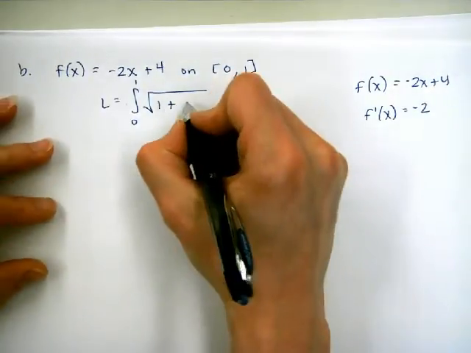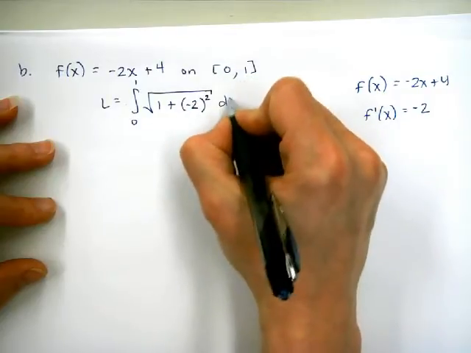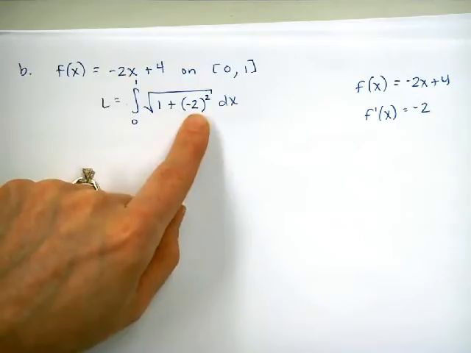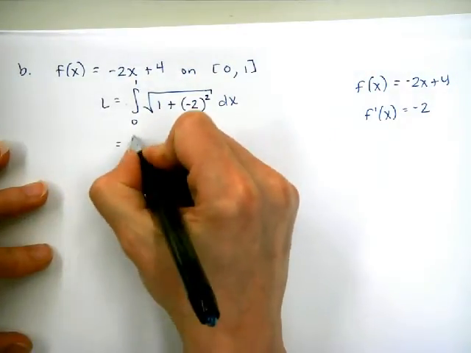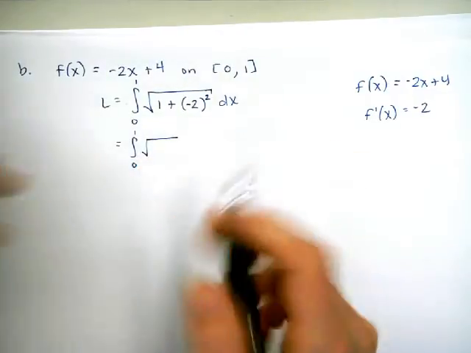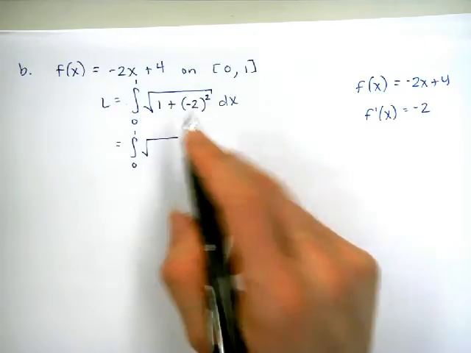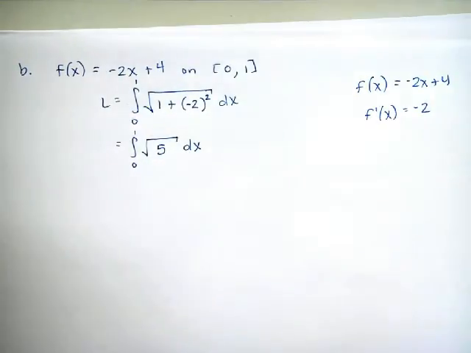Okay, so then I'm going to square the derivative. Okay, so this is the derivative. It's just a constant, negative 2. Okay, so I have the integral from 0 to 1 of the square root. Well, negative 2 squared is 4. 4 plus 1 is 5. I have root 5 dx.